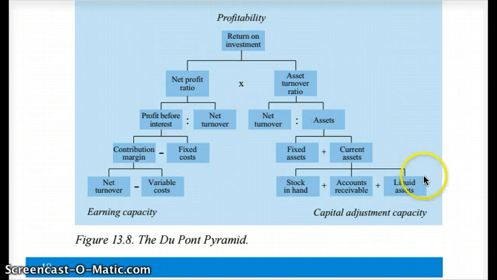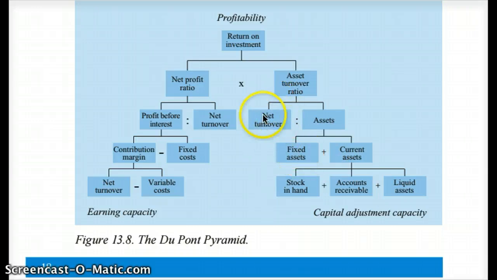Sometimes it's also because the capital adjustment capacity is going up, so the asset turnover ratio is increasing. And here you do exactly the same thing. You see the stock in hand, accounts receivable, and liquid assets. That's the current assets, and then you see, okay, how are the current assets doing, and also the fixed assets.